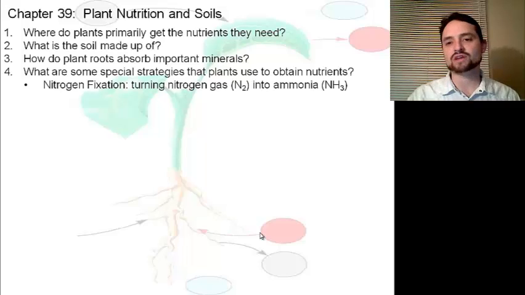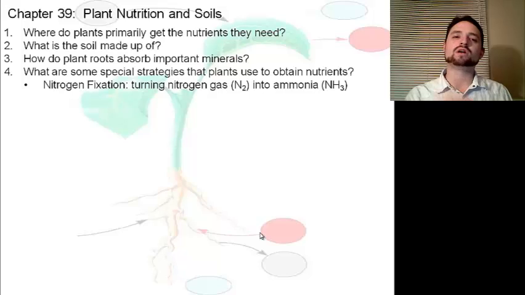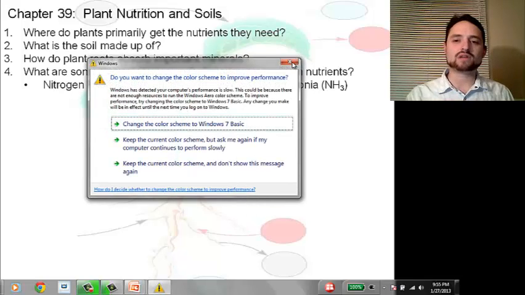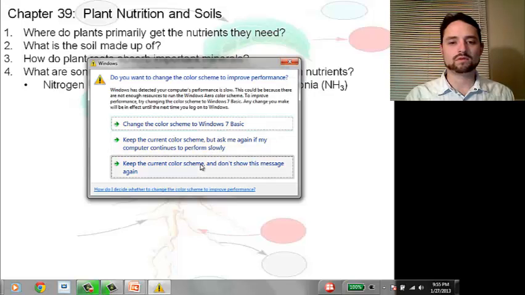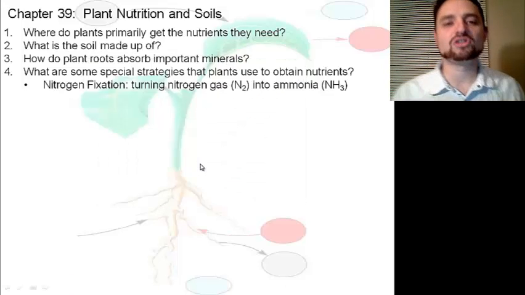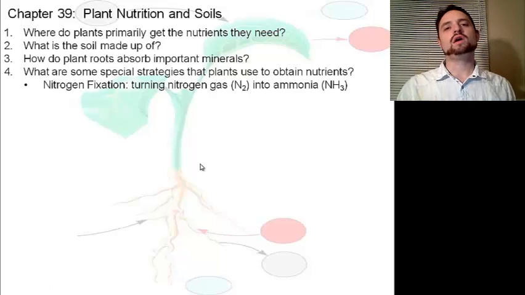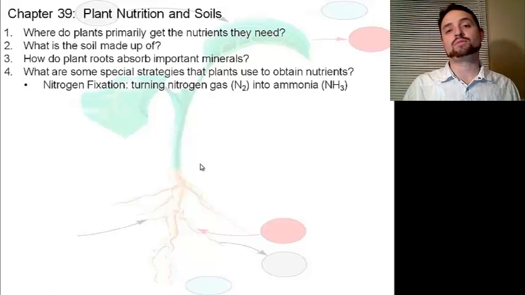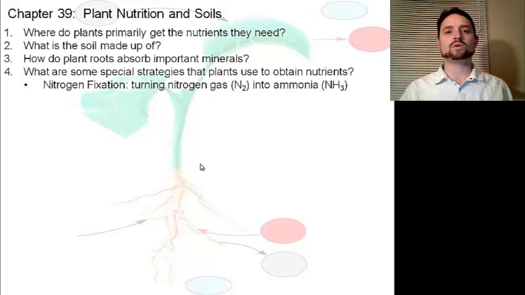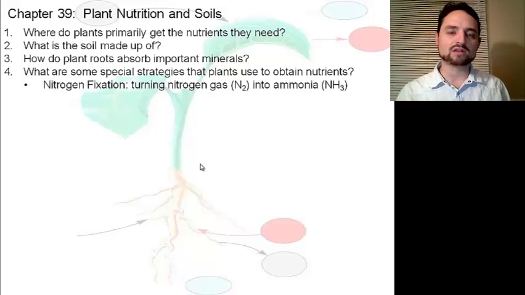What are some special strategies the plant uses to obtain nutrients? The one that we're really going to focus on here is nitrogen. Nitrogen is so important to the plant, and it's one of those elements that the plant needs a lot of. If they don't have a lot of nitrogen, they're just not going to be as healthy. We see this with a lot of crops. That's why farmers will let land go fallow, or they'll switch what they're growing on there to put nitrogen back into the soil.